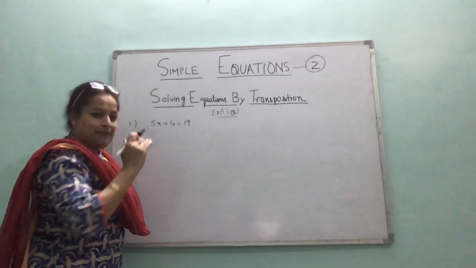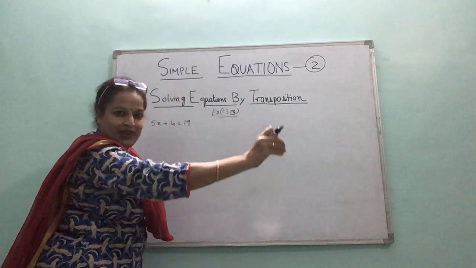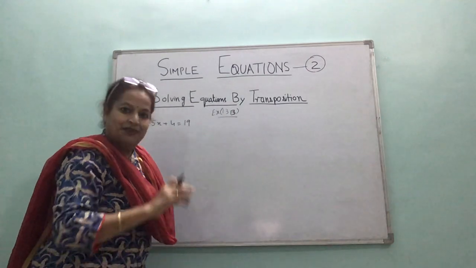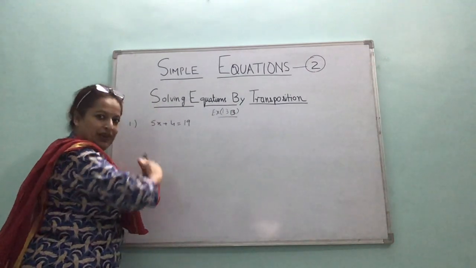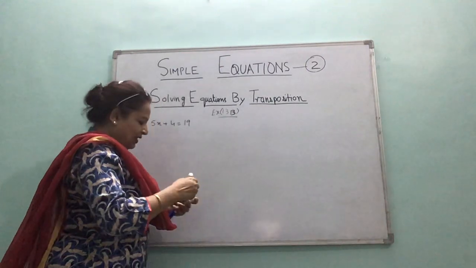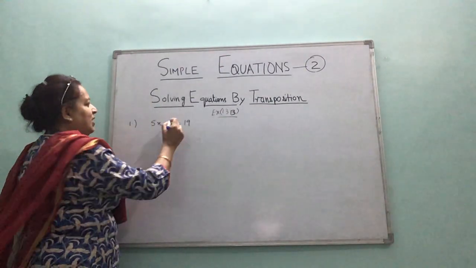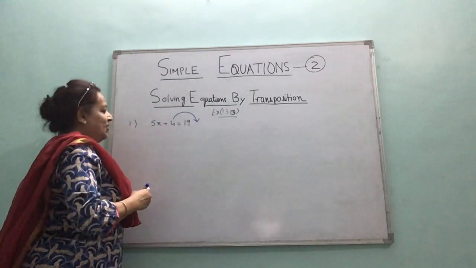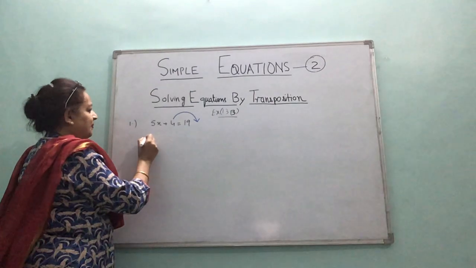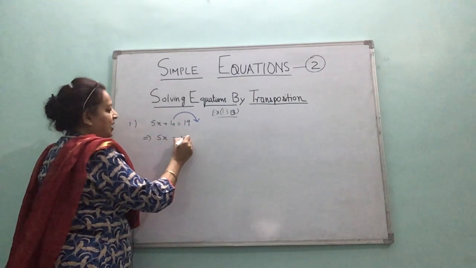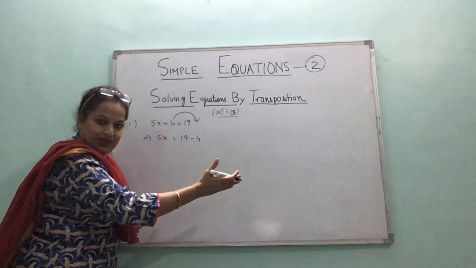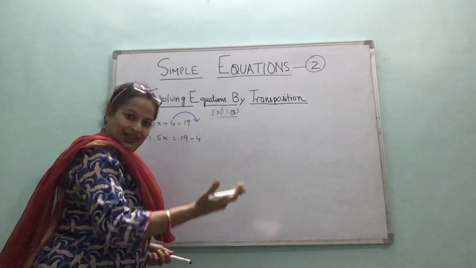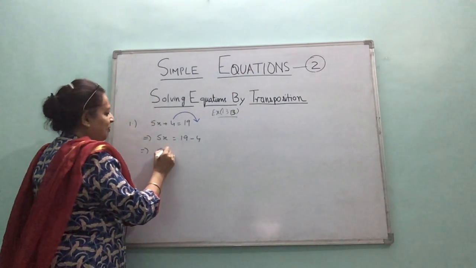In transposition, when you pick up the term and take it to the other side, we change the sign of that constant. Whichever constant you are picking up, and you take to the other side, change the sign. So if I take it to this side, plus 4 becomes minus 4. So what happens in the next step? 5x is equal to 19 minus 4. This is transposition. We change the sign. When you pick it up and take to the other side, change the sign.